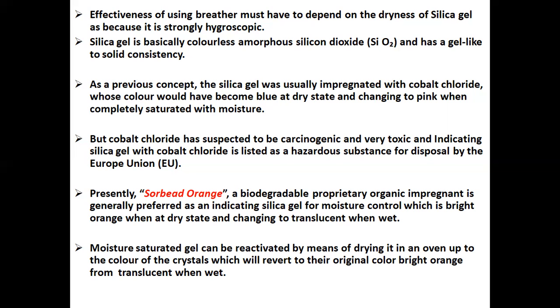Presently, Sorbid orange, a biodegradable proprietary organic impregnant, is generally preferred as an indicating silica gel for moisture control, which is bright orange in the dry state and changes to translucent when wet.